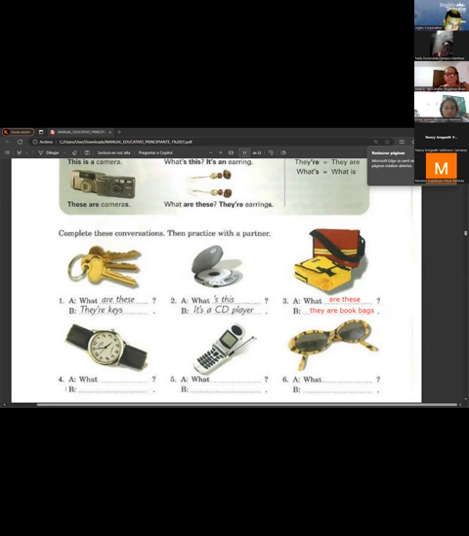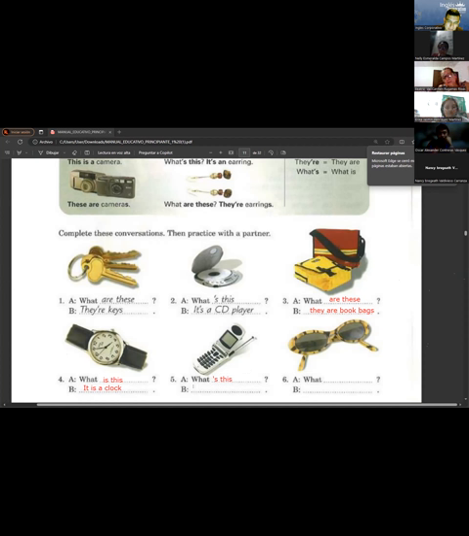Okay, en la número cuatro, ¿qué sería? What's this? What is this? It's a clock. A clock, very good. It's a clock. La número cinco. What is this? What's this?